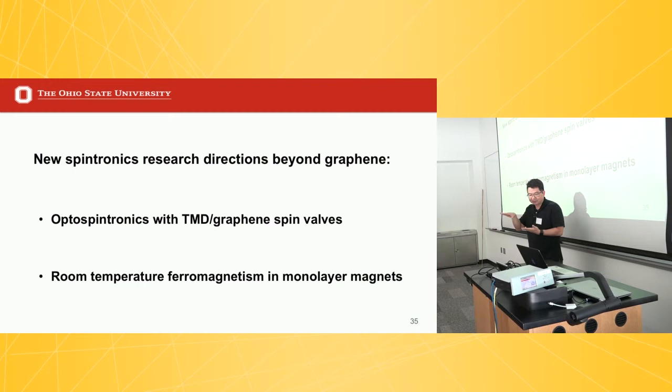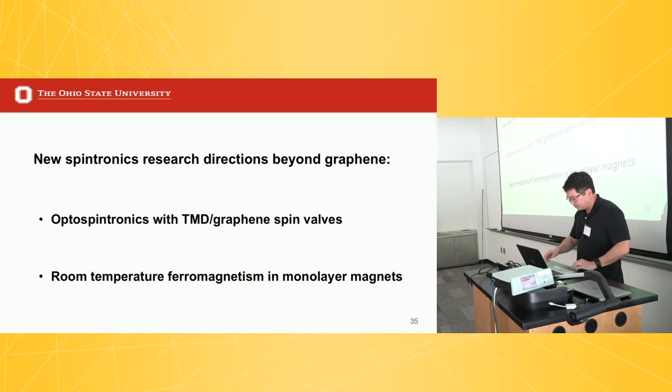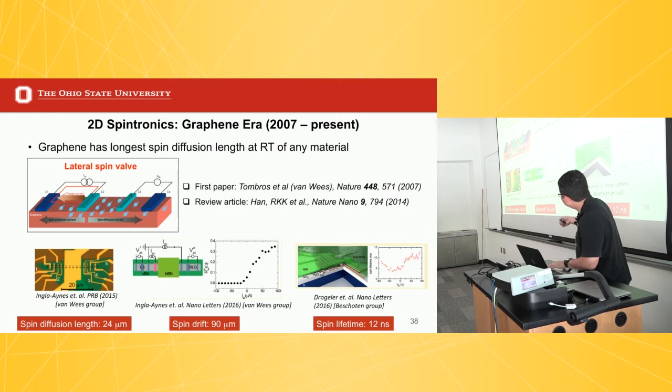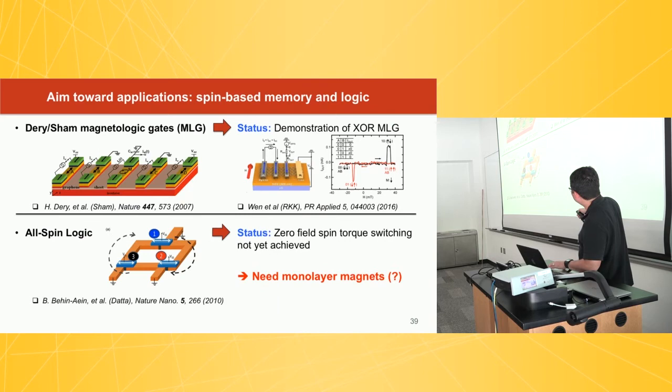For the sake of time, because I want to spend most of it on this last part, which is ferromagnetism, I will get to that. Before I do, I'll just mention a 24 micron spin diffusion length. If you apply electric fields, you could go to 90 microns. Spin lifetime is 12 nanoseconds. There are some thoughts on ways to use this in circuits for memory and logic and so forth. I won't go into that too much. We've done quite a bit of work in this direction.